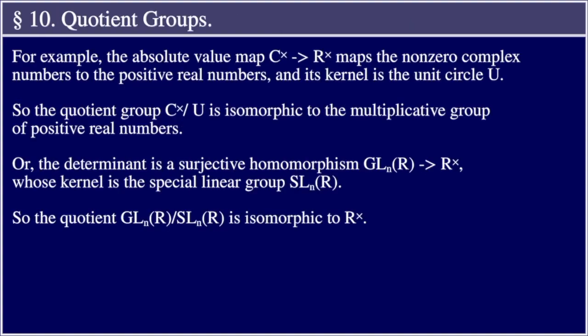For example, the absolute value map of C* to R* maps the non-zero complex numbers to the positive real numbers, and its kernel is the unit circle U. So the quotient group C*/U is isomorphic to the multiplicative group of positive real numbers. Or, the determinant is a surjective homomorphism GL_n(R) → R*, whose kernel is the special linear group SL_n(R). So the quotient GL_n(R)/SL_n(R) is isomorphic to R*.